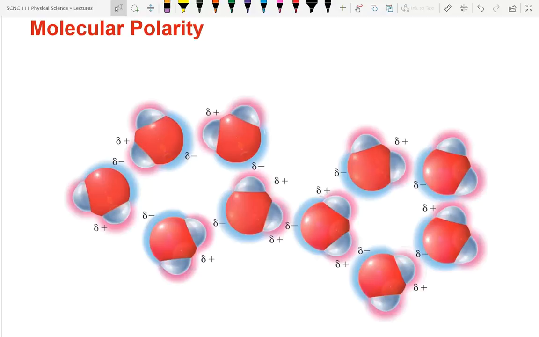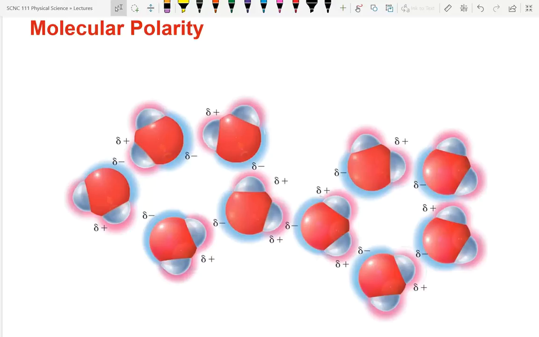But that's going to hold the water together. That means the water stays together more. You're going to have to raise the temperature more to make it go from a solid to a liquid. You're going to have to raise the temperature more to make it go from a liquid to a gas.